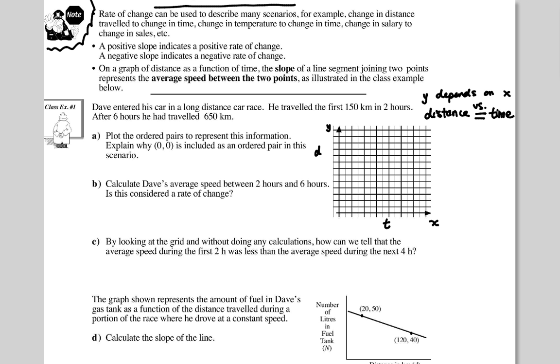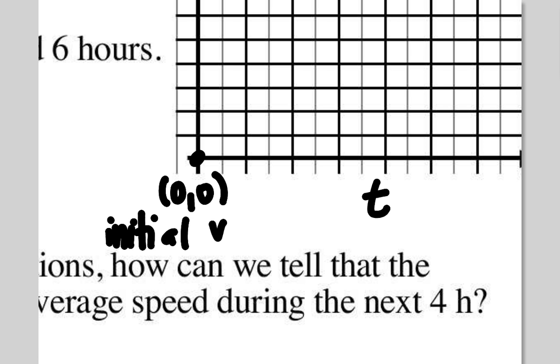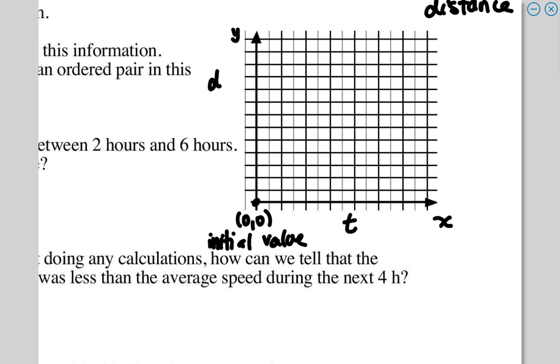Now they want you to plot the ordered pair and represent this information and explain why 0, 0 is included as an ordered pair. Got to start somewhere. I like that answer. It is a good answer. It's common sense, so don't be afraid to use common sense. Let's put in 0, 0. That's not too bad. At 0 time, you haven't gone anywhere. What would we call that? An initial value. And that is also called the y-intercept. Good.